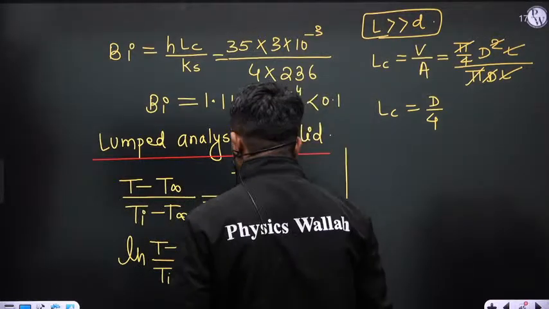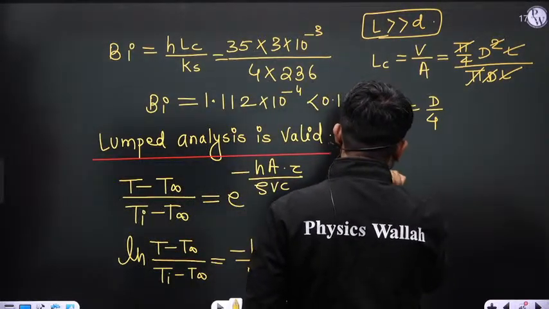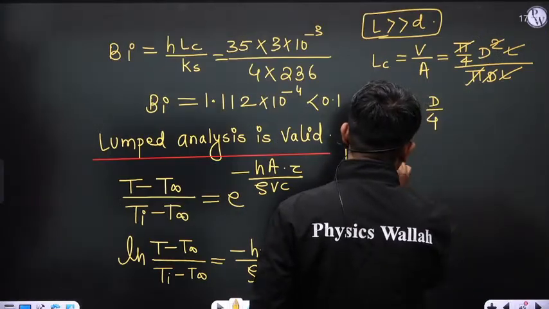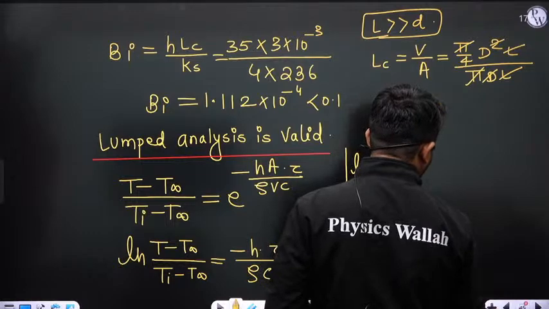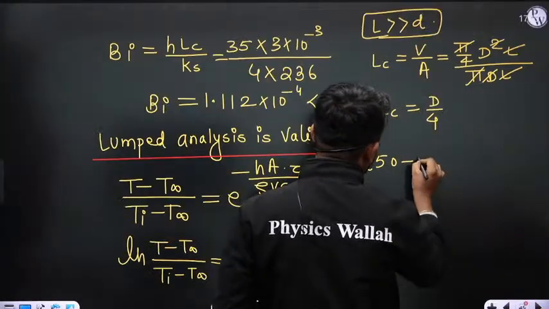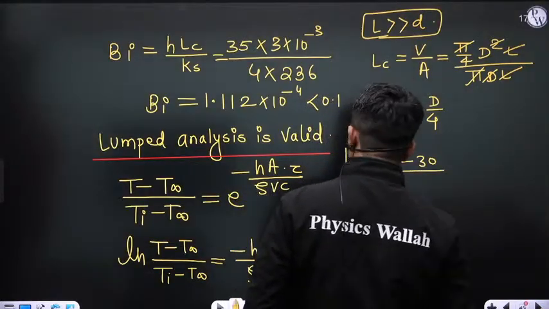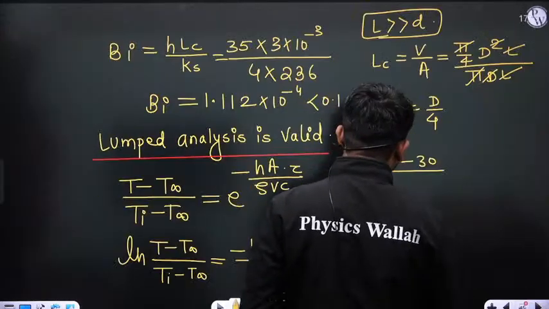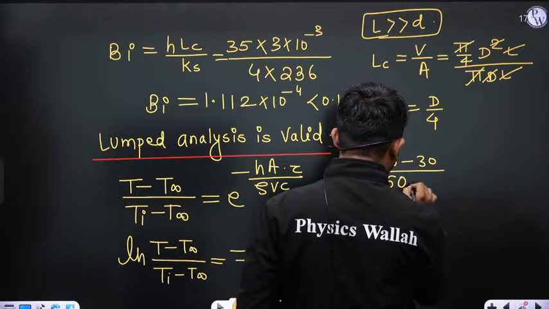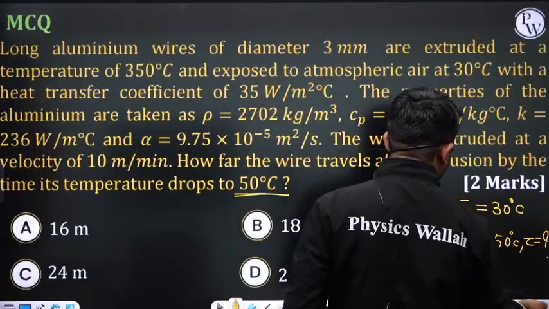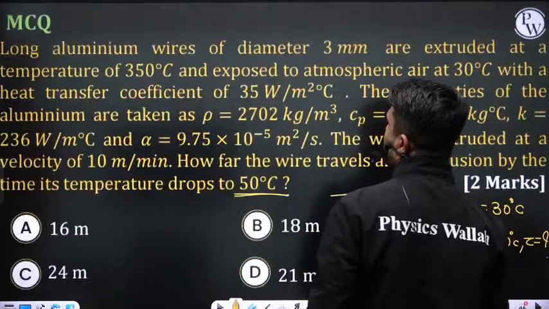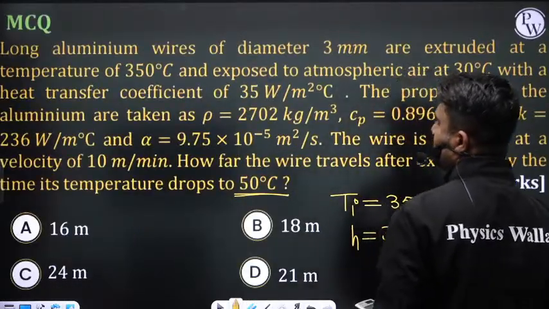Now solve. So ln, what is T? T is 50. This is 50 minus T infinity. T infinity is 30, divided by Ti. So what is the Ti? Ti is 350 minus, 350 minus T infinity, which is 30, is equal to minus, what is the value of H? The value of H is 35.